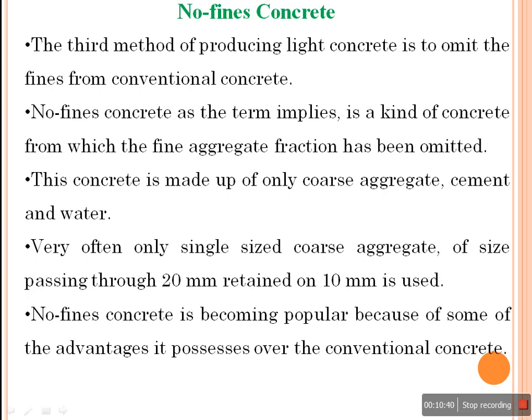Next one is no fines concrete. This is the third method of producing lightweight concrete, in which you omit the fines from the conventional concrete. No fines concrete, as the term implies, is a kind of concrete from which the fine aggregate fraction has been omitted. This concrete is made up of only coarse aggregate, cement and water. Very often, only single-sized coarse aggregate passing through 20 mm and retained on 10 mm is used. No fines concrete is becoming popular because of some of the advantages it possesses over conventional concrete.